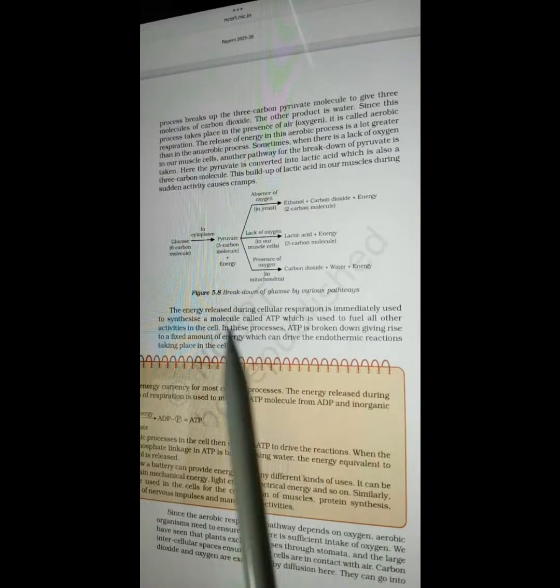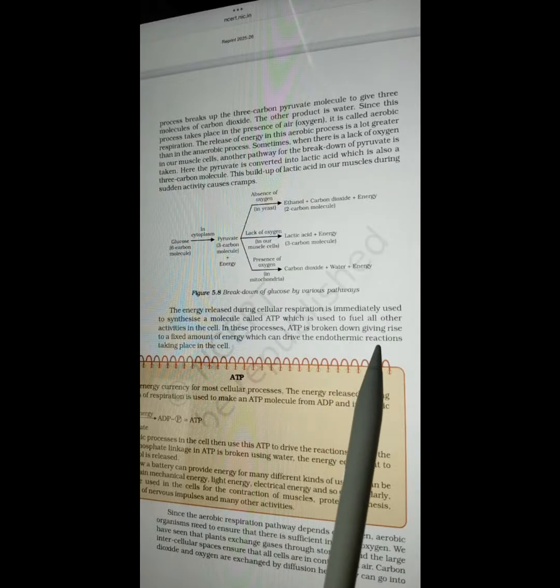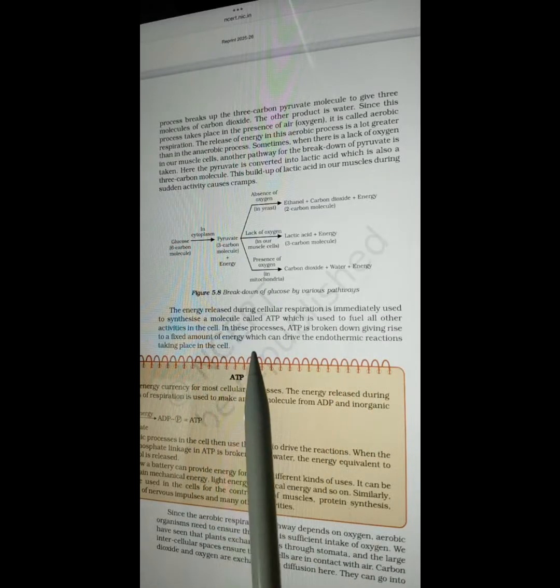The energy released during cellular respiration is immediately used to synthesize a molecule called ATP, which is used to fuel all other activities in the cell. In these processes, ATP is broken down, giving rise to a fixed amount of energy, which can drive the endothermic reactions taking place in the cell.